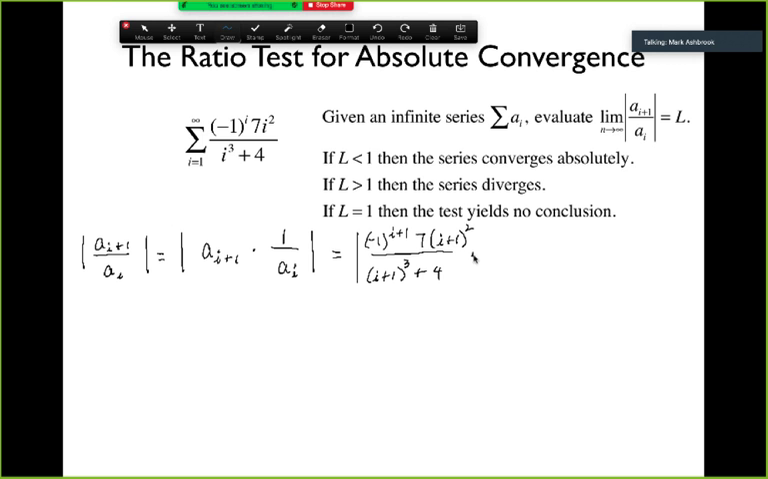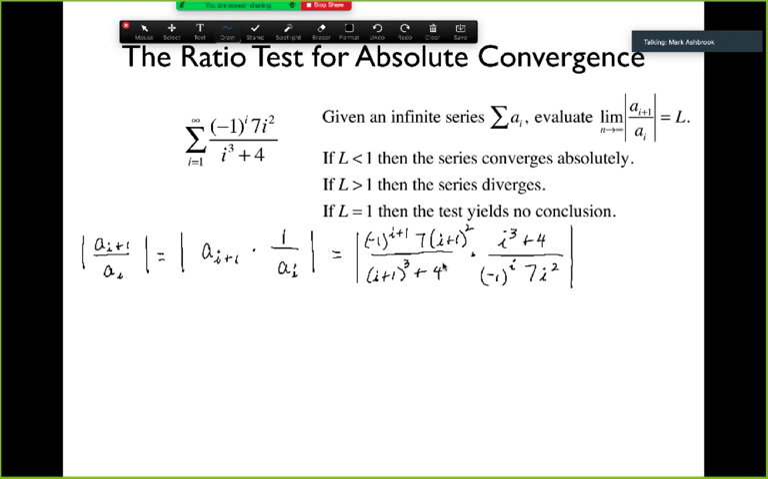And then we're going to multiply by the reciprocal of just the ith term. So we got i cubed plus 4 over negative 1 to the i, 7i squared. Okay, so now we're getting a kind of complicated expression here.